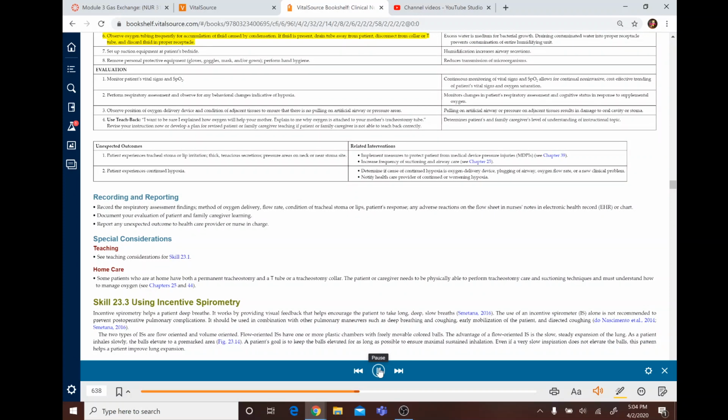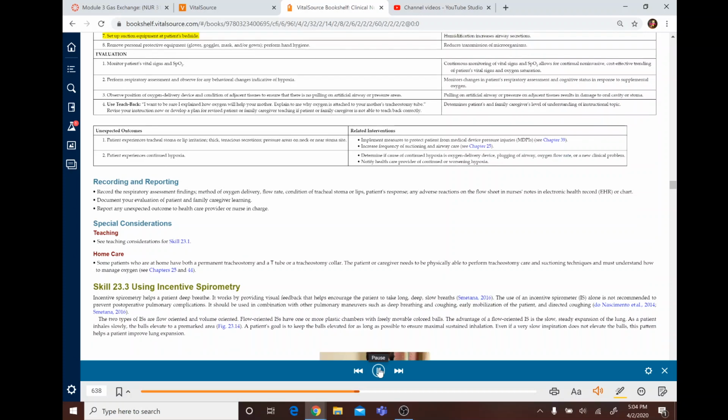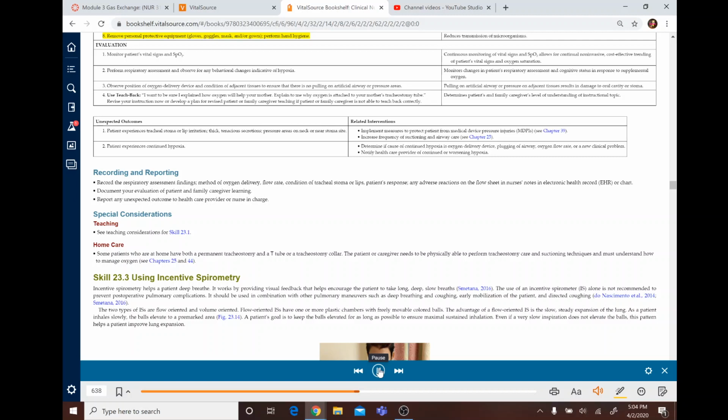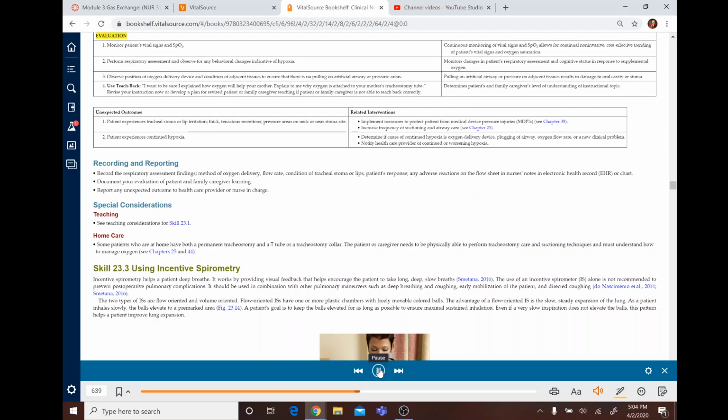6. Observe oxygen tubing frequently for accumulation of fluid caused by condensation. If fluid is present, drain tube away from patient, disconnect from collar or T-tube, and discard fluid in proper receptacle. Excess water is medium for bacterial growth. Draining contaminated water into proper receptacle prevents contamination of entire humidifying unit. 7. Set up suction equipment at patient's bedside. Humidification increases airway secretions. 8. Remove personal protective equipment, gloves, goggles, mask, and/or gown, perform hand hygiene. Reduces transmission of microorganisms.